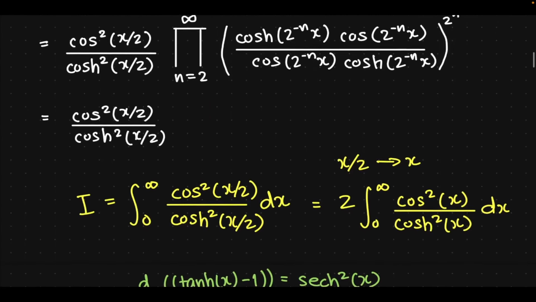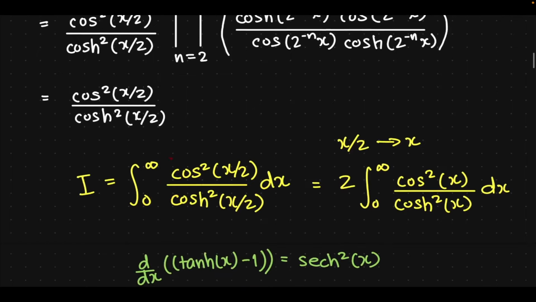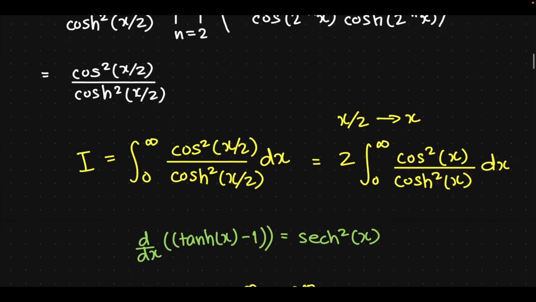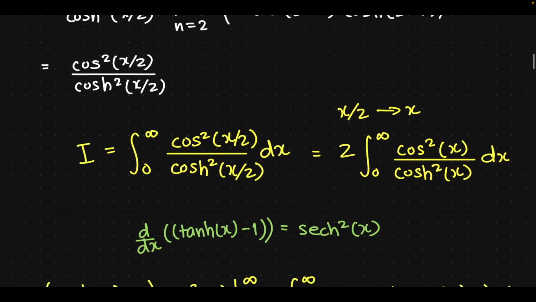The remaining half is integrating from 0 to infinity of cosine squared x by 2 divided by cosh squared x by 2 dx. Let's first change x by 2 to x using a trivial kind of substitution. So we get 2 as the factor up front, integral from 0 to infinity cosine squared of x divided by cosh squared of x dx. Now we want to use integration by parts.